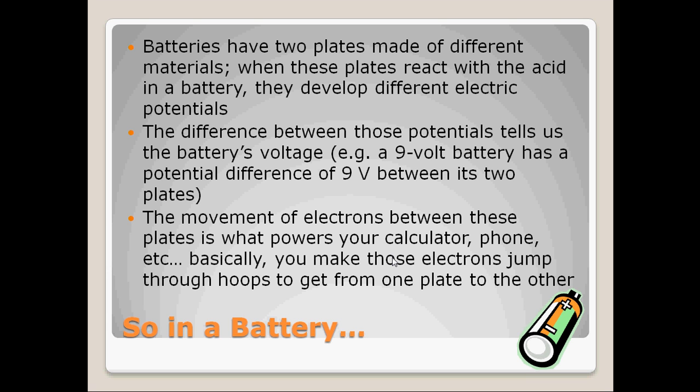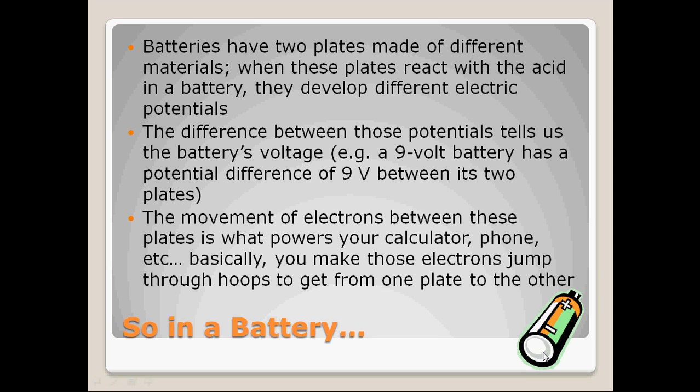And those different charge buildups are going to create different electric potentials, basically different amounts of energy associated with them. Now, when you see a 9-volt battery or a 12-volt battery, that's telling you the potential difference between those two plates. So a 9-volt battery has a potential difference of 9 volts between one plate and the other. So maybe this plate is 15 volts and this plate over here is 6 volts. So we've got a 9-volt difference between the two sides.